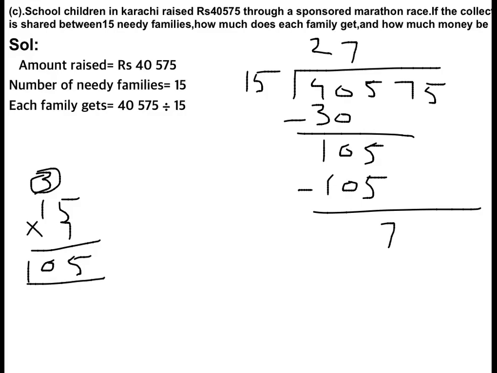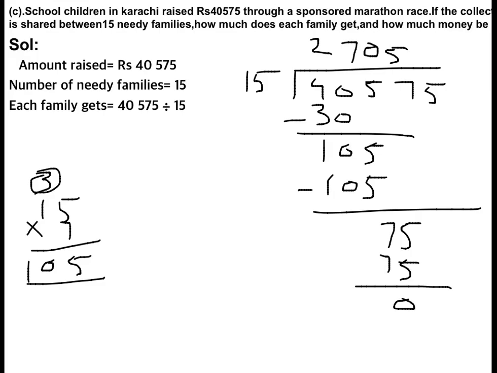Okay student, at one time we can write only one digit in division. So the next digit is 7, that is smaller than 15. So first we will put 0, then we will write the next digit. 15 ones are 15, 15 twos are 30, 15 fours are 45, 15 fives are 75.